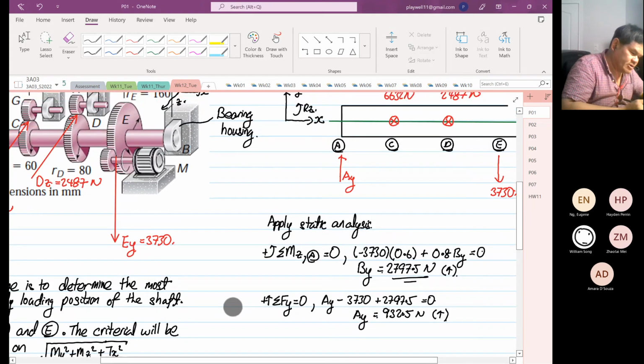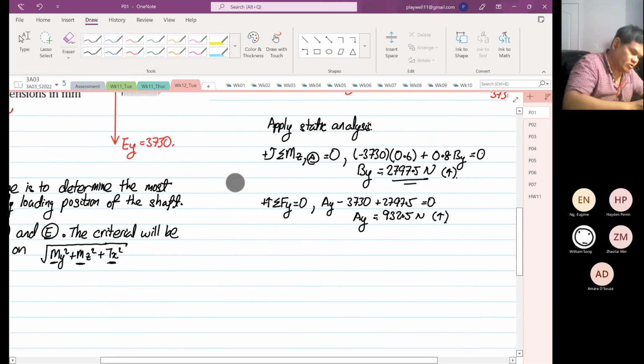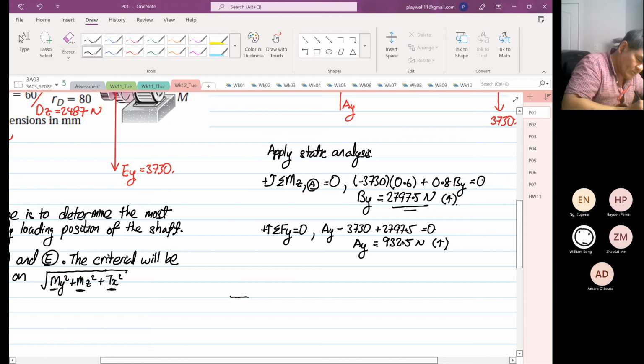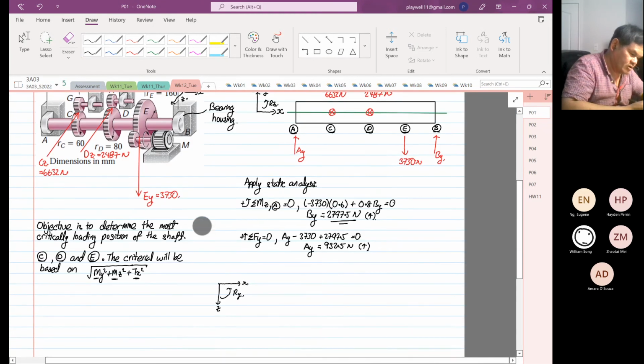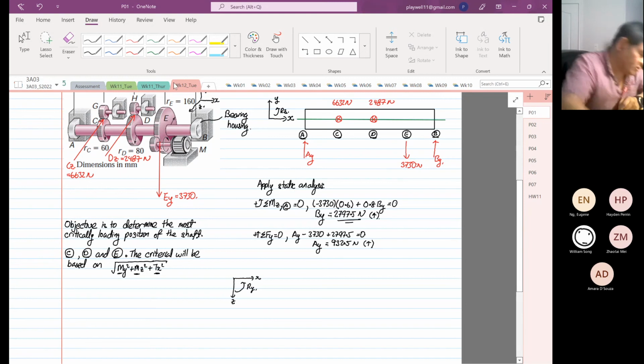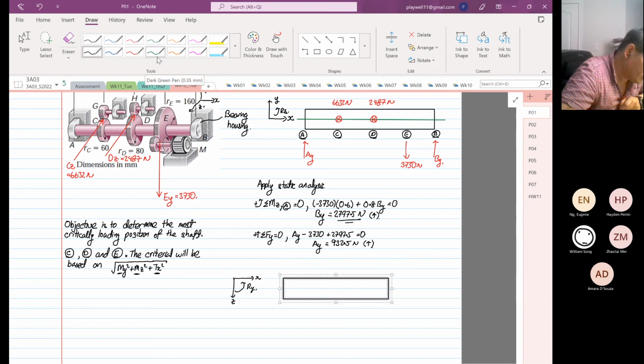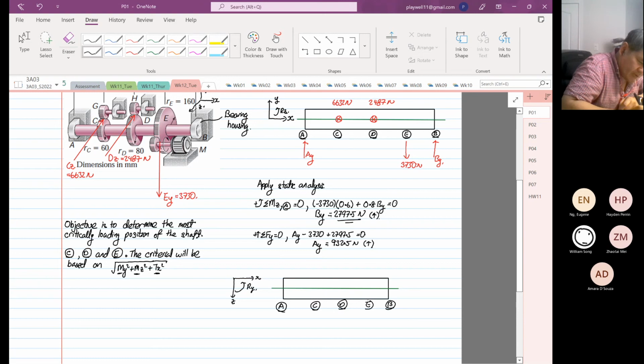Then we have to find the reaction in the z direction. Okay. So from here, we're going to change the view. We're going to view x in this way now. And this is z. And this is rotation about y. Okay. So we're going to view it as the so-called plan view. Okay. So I'm going to sketch the shaft, the neutral axis. Then again, point A, point B, point C, point D, and point E.